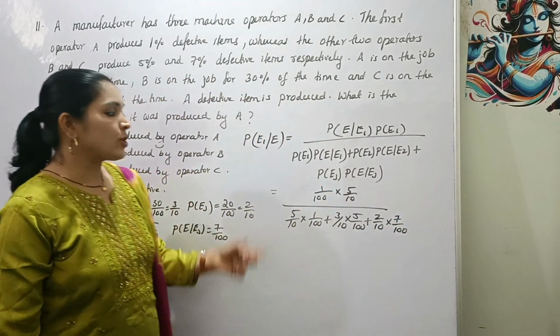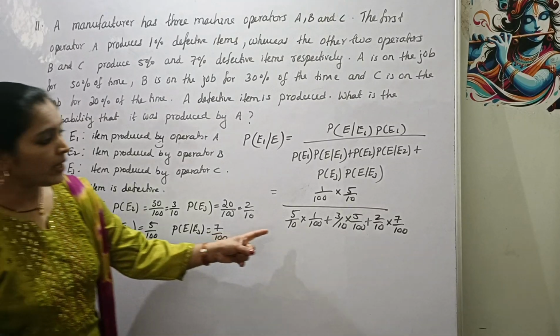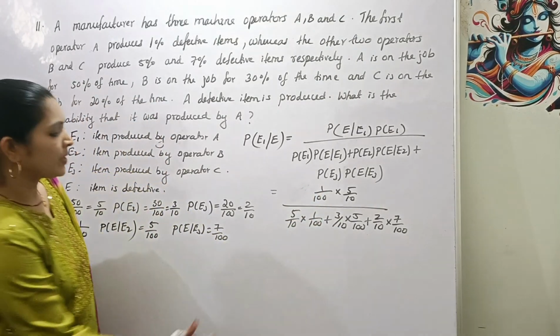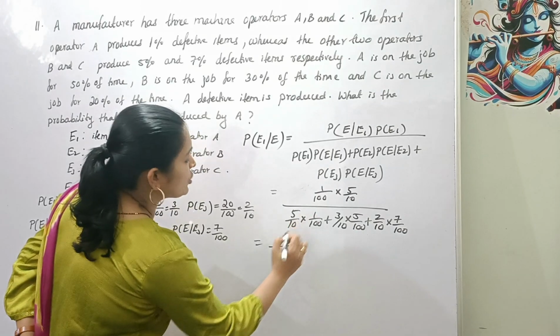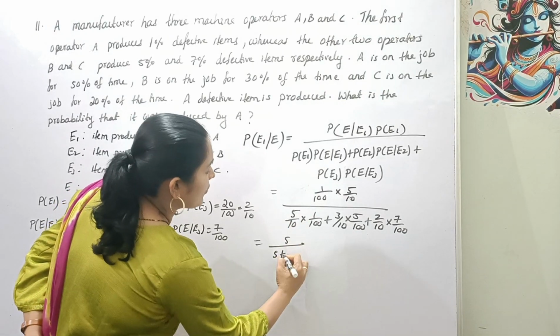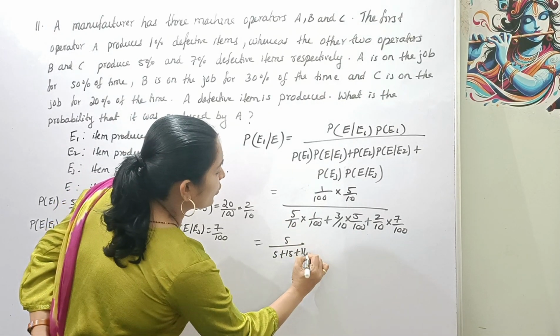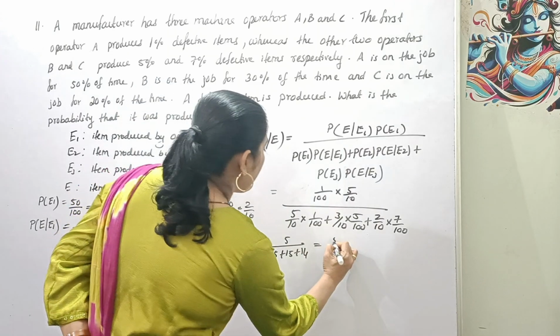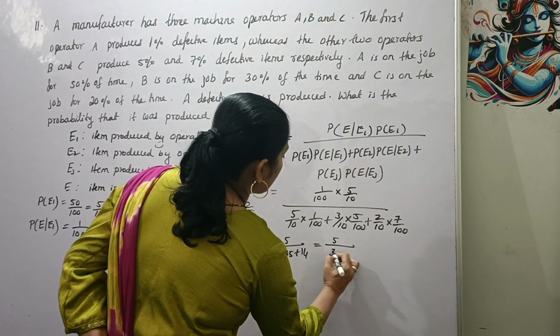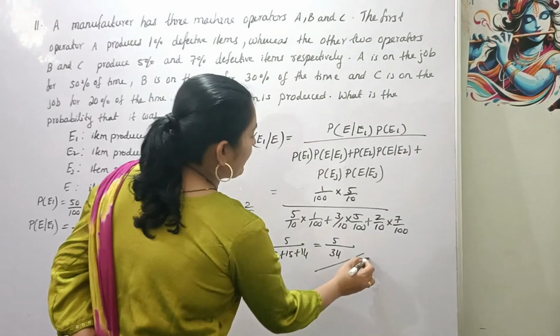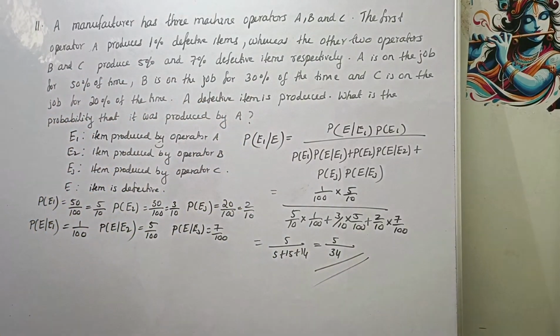See, the denominators of numerator and denominator, that is 1000, get cancelled. So here it will be 5 divided by 5 into 1, 5, plus 15, plus 14. That is 5 divided by 20 plus 14, 34. So the answer is 5 by 34.